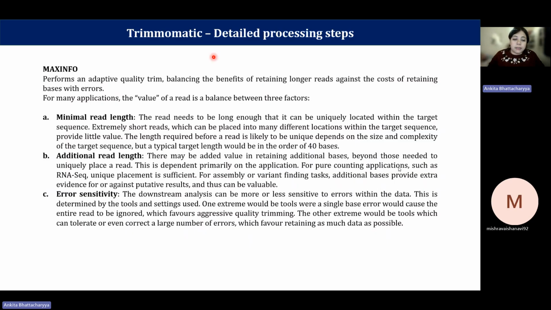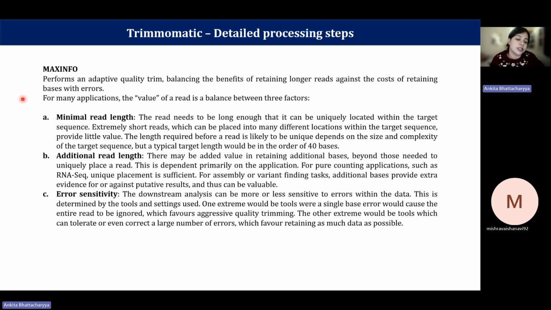Typically, the length which is required before a read is likely to be unique depends upon the size and complexity of the target sequence, but usually the target length is somewhere in the order of 40 bases. The second parameter under max info is for additional read length. There may be added value in retaining certain additional bases because these are needed to place a read uniquely. This is dependent primarily on the application.